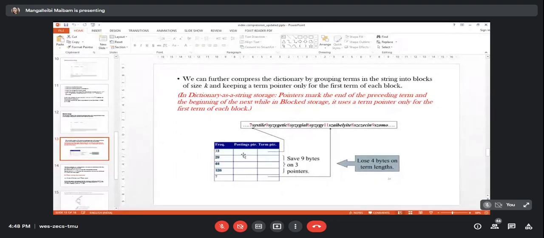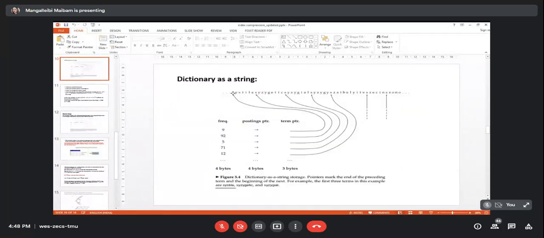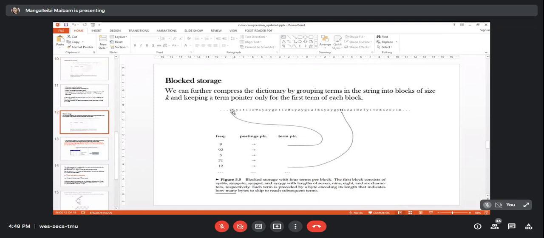Actually, I have already explained here. For every term pointer in the dictionary string, see here, this is one 3 byte, one 3 byte, one 3 byte, one 3 byte. So you consider for the first 4 terms, 3 3 3 3, 4 times, right? 4 into 3, 12 bytes. But here, 1 2 3 4, we use only one pointer, so only 3 bytes have been utilized, and the remaining 9 bytes are saved.